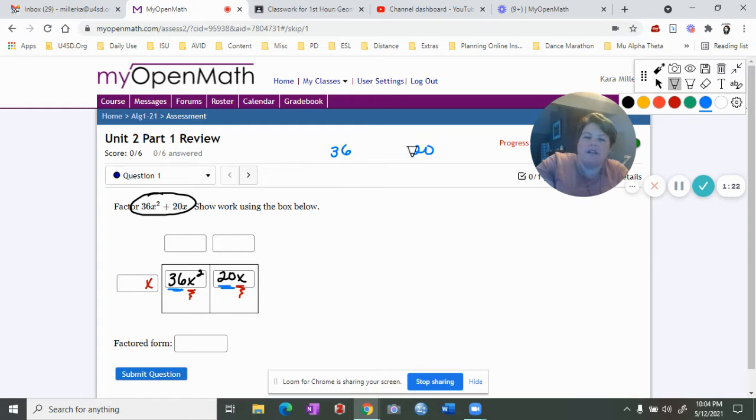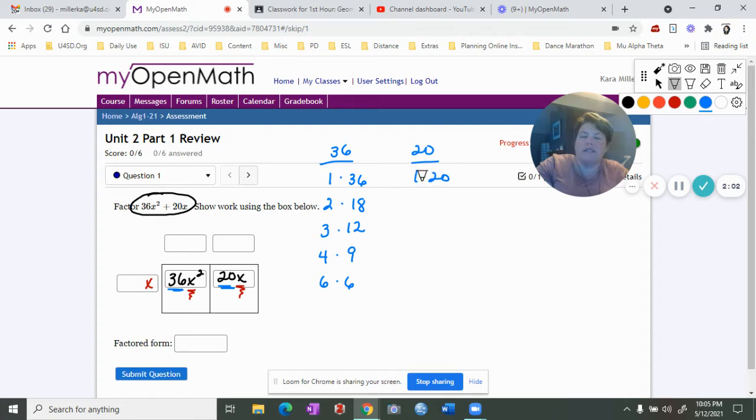36 and 20. Make a list of the factors and let's see what they have the same. Always 1 times itself. So 36 is even, so I know it's divisible by 2, and that is 2 times 18. The sum of the digits is 9, and that's divisible by 3, so it's divisible by 3, and that is 12. It's also divisible by 4, and that gives me 9. It's not divisible by 5, but it is divisible by 6.